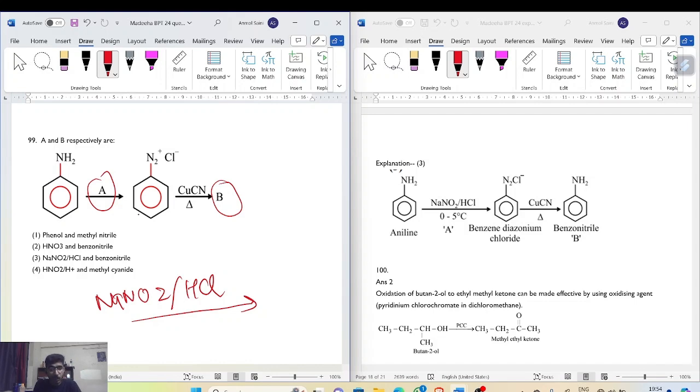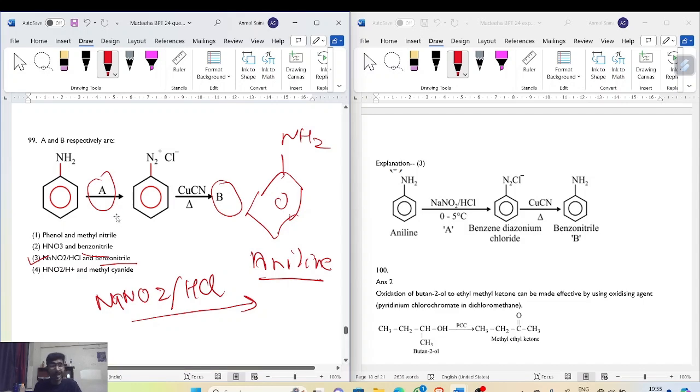And now when we react the diazonium salt with CuCN, the N2 plus and Cl minus will be replaced by the CN group. Sorry, benzonitrile. So our correct answer will be option number 3, which is A is NaNO2 in the presence of HCl, followed by benzonitrile.